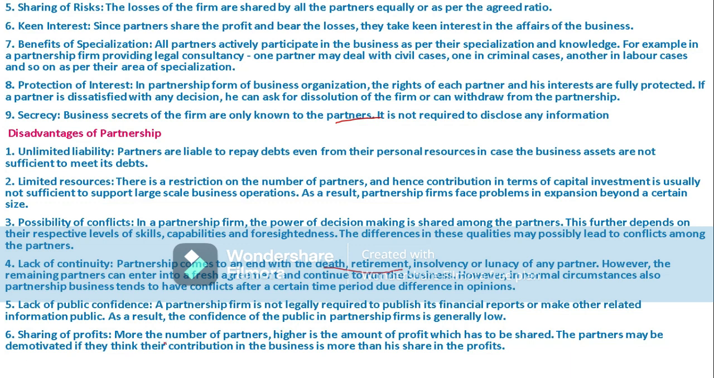And sharing of profits: the more partners there are, the higher the amount of profit which has to be shared. If there are 20 members and only small profits occur, the share will also be low. Only if the business organization gets higher profits can the partners enjoy them. Or else it may demotivate the partners.